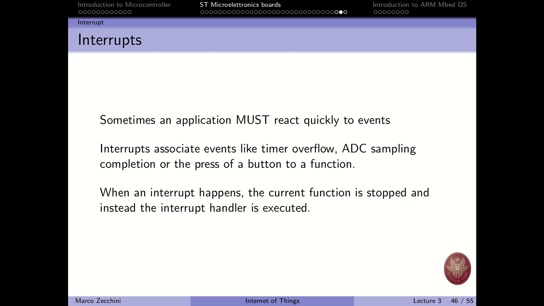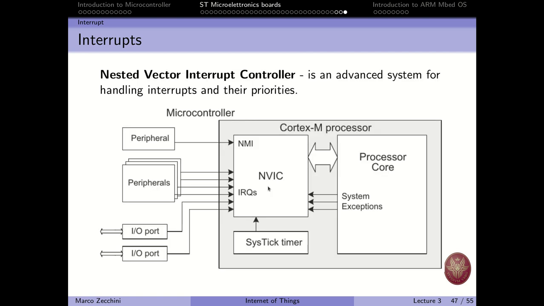And instead, if we have an ADC sampling completion, we have to do some work with the value that the sampling returns to us. We need to store it somewhere. We need to compute an average value, or compare it to a threshold, and so on. So interrupts are very useful for these purposes.